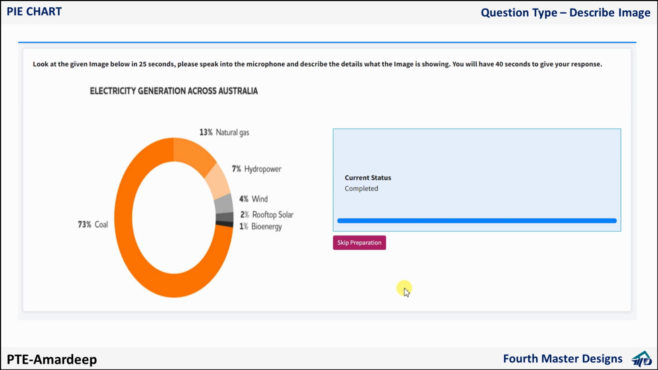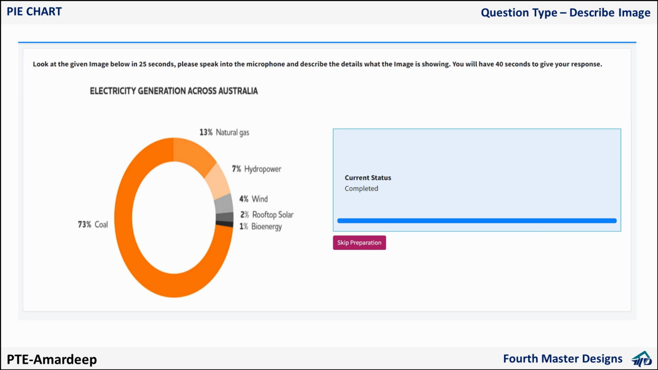Unfortunately, students are not able to explain a pie chart. They simply say, in the pie chart I can say 73%, in the pie chart I can say 13%, 7%, 4%, 2%, 1%. I can see coal, natural gas, hydropower, wind, rooftop solar, bioenergy. I can see orange color, I can see yellow color, I can see black color. I don't want to use the word, but anyway, this is not the way. The way is what is the highest, what is the second highest, what is the lowest, and then what are the other categories.